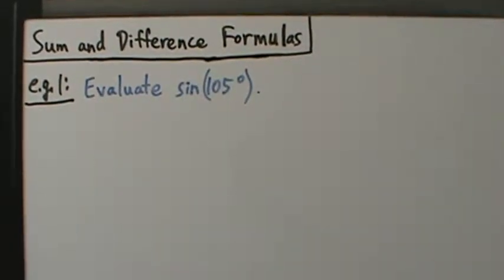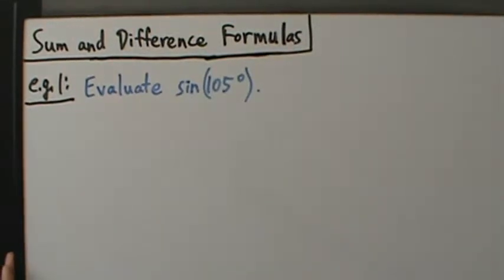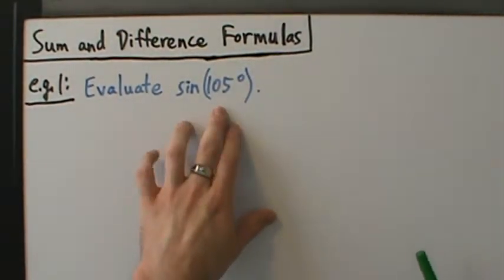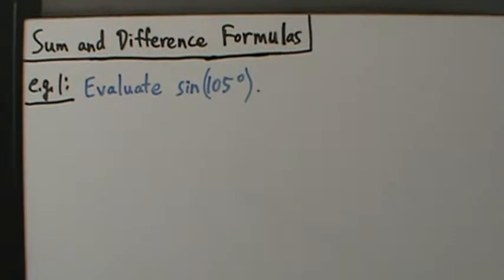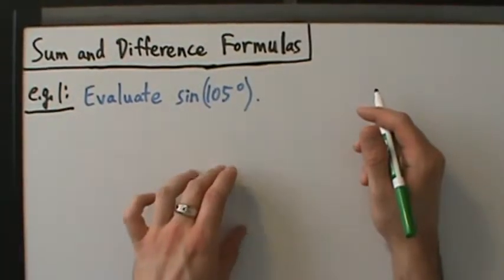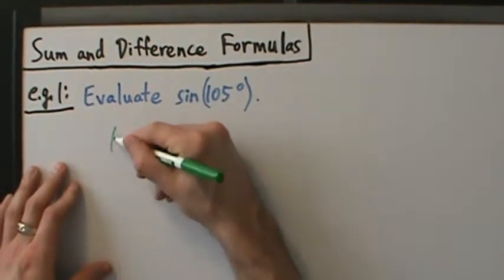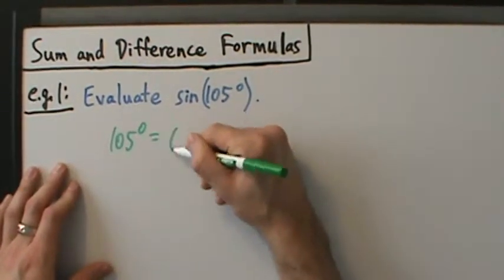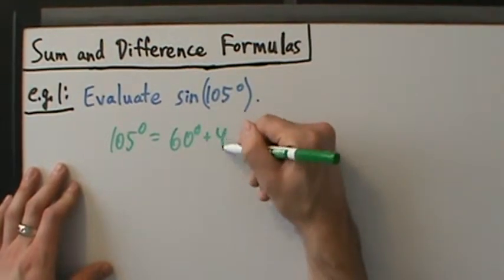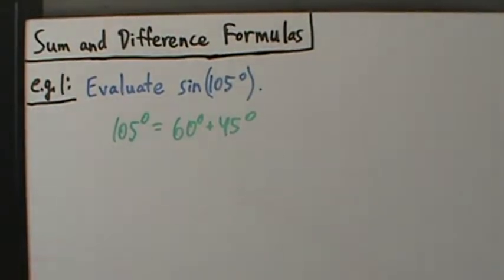Here's example 1 of evaluating something using sum and difference formulas. In this example we want to evaluate the sine of 105 degrees. The idea here is to express 105 degrees as the sum or the difference of two special angles on the unit circle. We know that 105 degrees is 60 degrees plus 45 degrees. That's one way of doing this, so let's go ahead and continue with that.